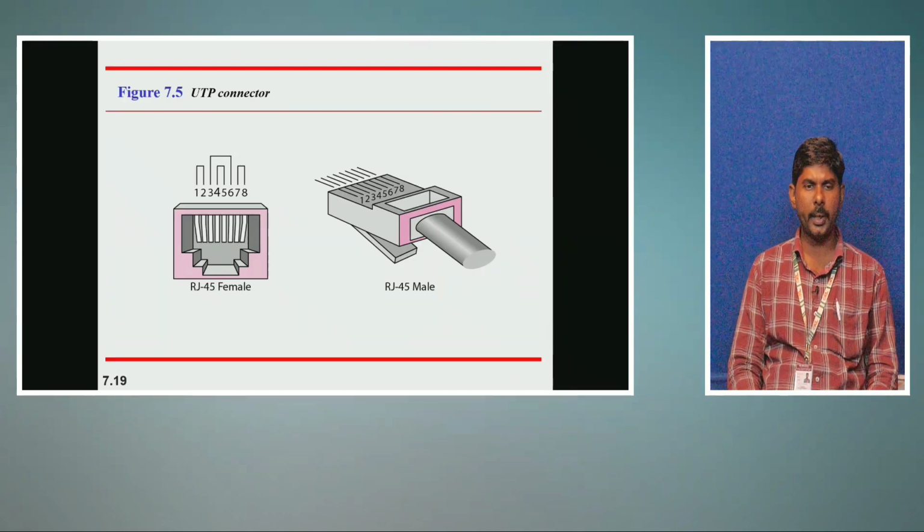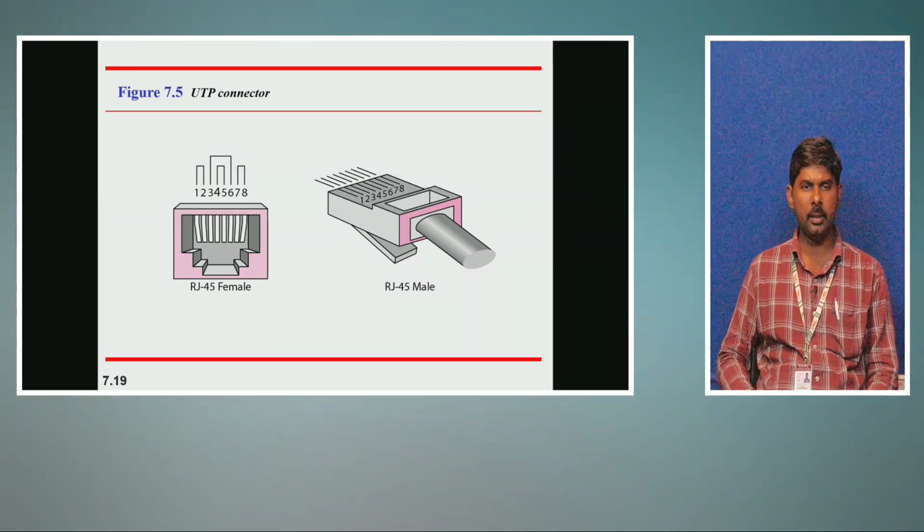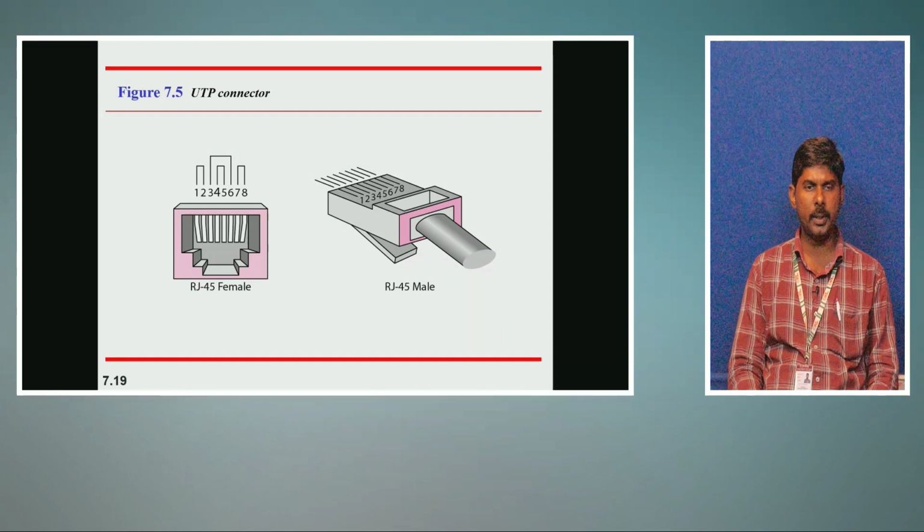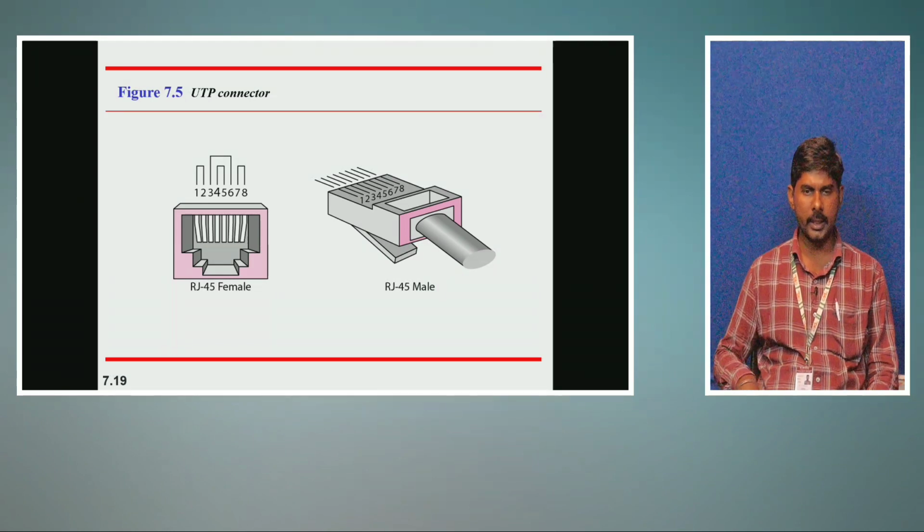This is how the UTP connector looks, with male and female RJ45 jacks, a female and a male cable, and a total of 8 pins. Pins 1 and 2, 7 and 8, 3 and 6, 4 and 5 are the pairs that are connected.